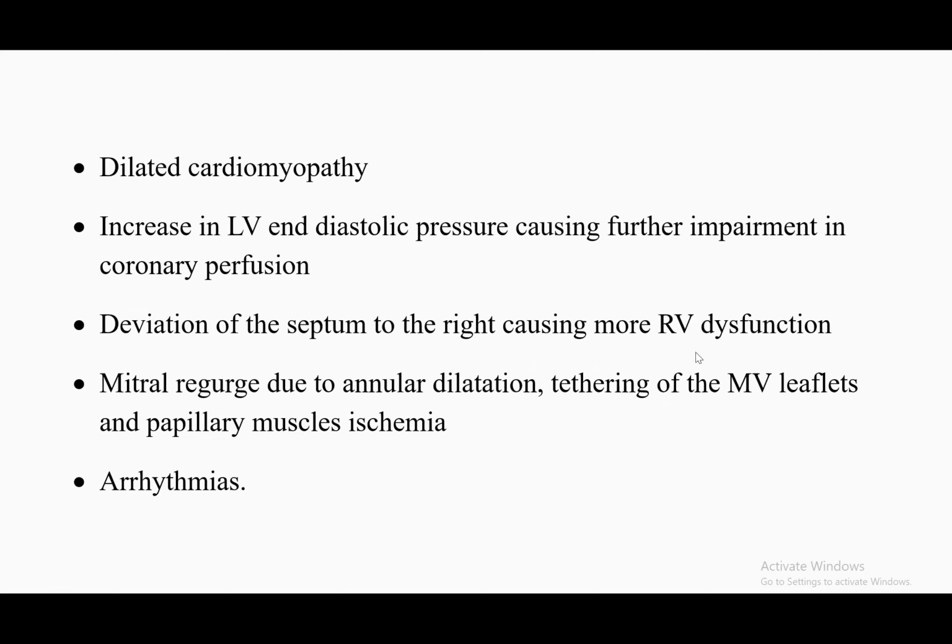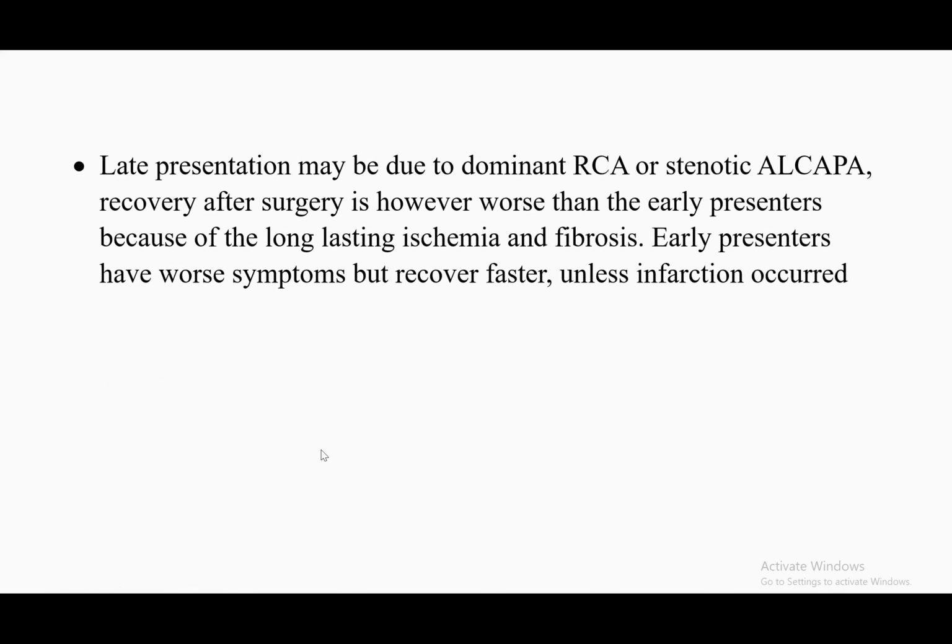Dilated cardiomyopathy, increased LV end diastolic pressure, causing further impairment in the coronary perfusion. Deviation of the septum to the right, causing more RV dysfunction. Mitral regurge due to annular dilatation, tethering of the mitral valve leaflets, and papillary muscle ischemia. Arrhythmias due to the ischemia and the dilatation. Late presentation may be due to dominant right coronary artery or stenotic ALCAPA. So stenotic ALCAPA would prevent this left to right shunt and the steal, but would still cause ischemia of the left ventricle.